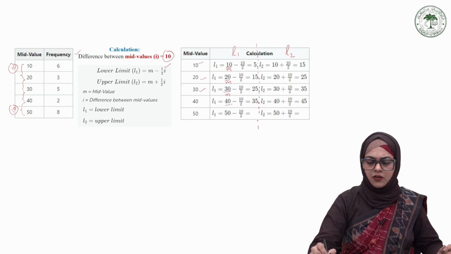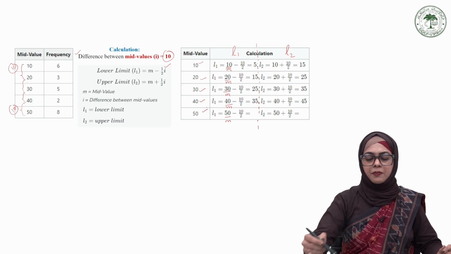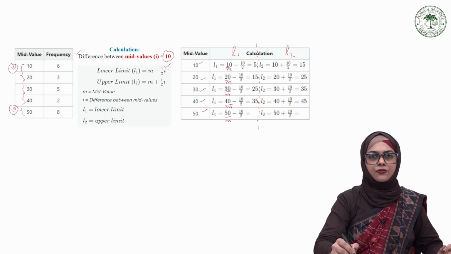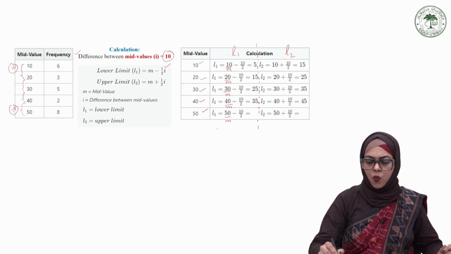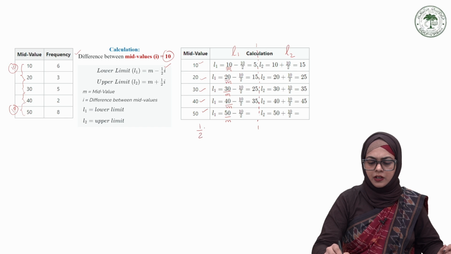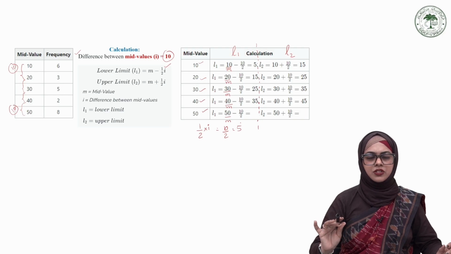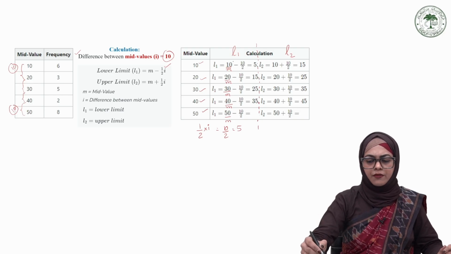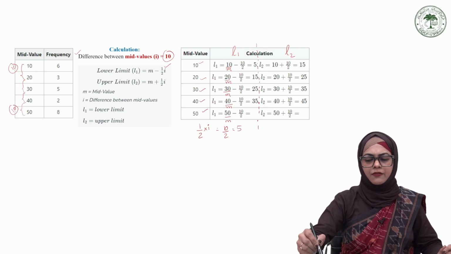Here are 30, 40 and 50. And remember, this is half of the difference, that is 1 by 2 into I. So that is 10 by 2, which is 5. Okay, now we have established that. So whatever mid value is there, you have to subtract 5 from it, right?